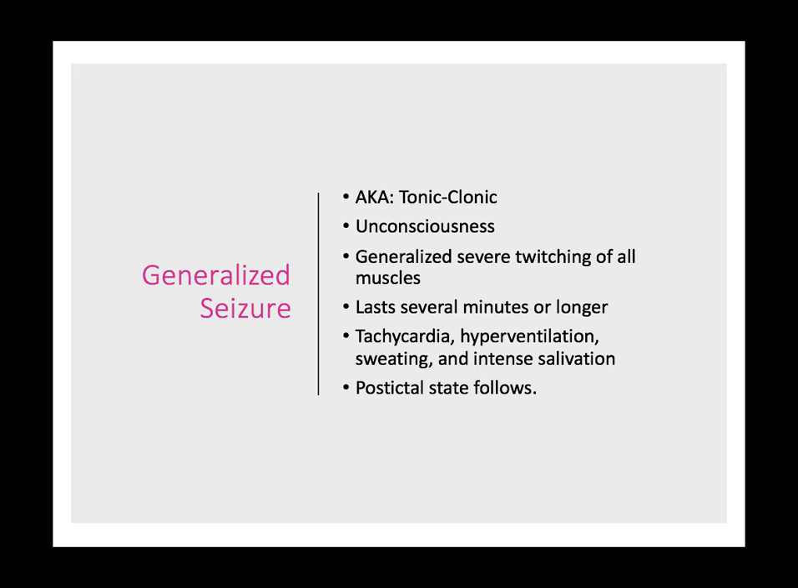This is what we all know as seizures. So it's the full body. This is a generalized seizure, called tonic-clonic. This type of seizure results from abnormal electrical discharges from large areas of the brain. This is usually going to involve both hemispheres. The patient's going to be unconscious. They're going to have a generalized severe twitching of all muscles. It's going to last a couple minutes, sometimes longer.